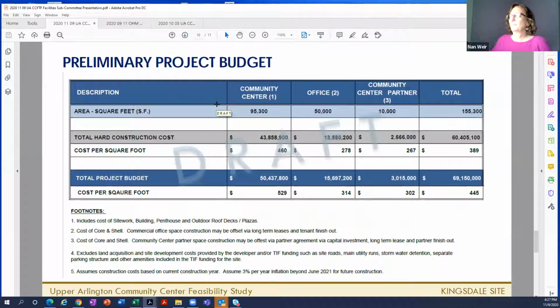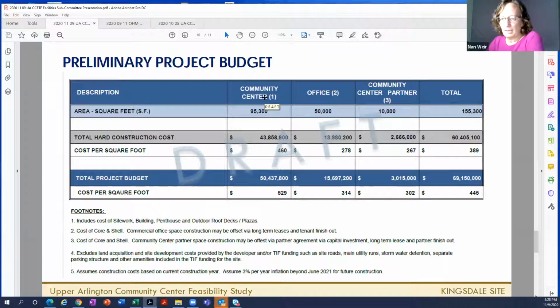So I wanted to just share this preliminary project budget. We were asked to focus primarily on the Kingsdale site for this meeting. Last meeting we presented things based on our historical cost data on a square foot basis. We started with a square foot cost for each line item in the program and extrapolated that to get an overall aquatic square footage, athletic square footage, and then an overall square footage, and used that as our cost estimating basis.